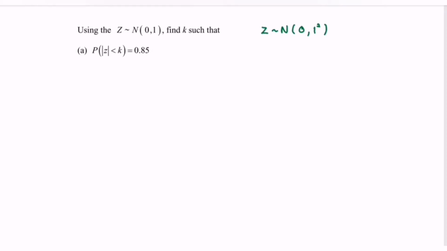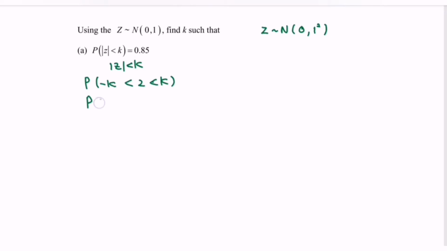So kindly refer to A, where we have the probability that modulus of Z less than K equals 0.85. So define the situation for modulus of Z less than K. So where we have the situation, negative K, Z and K. So here we have the probability. So notice that it is already Z, so that means no need to standardize anymore.